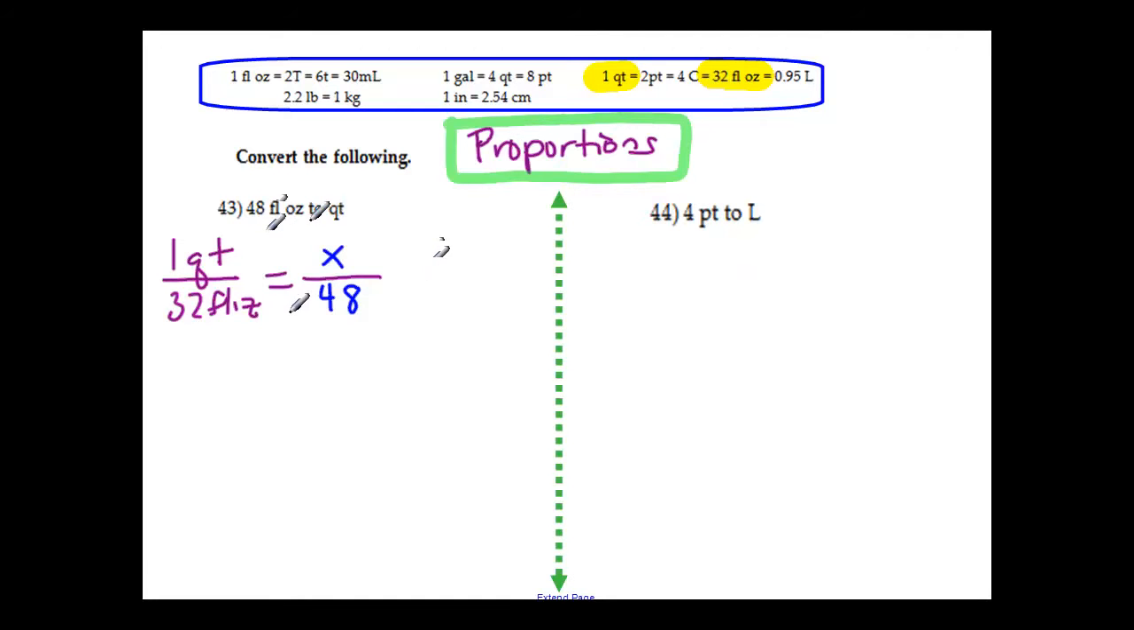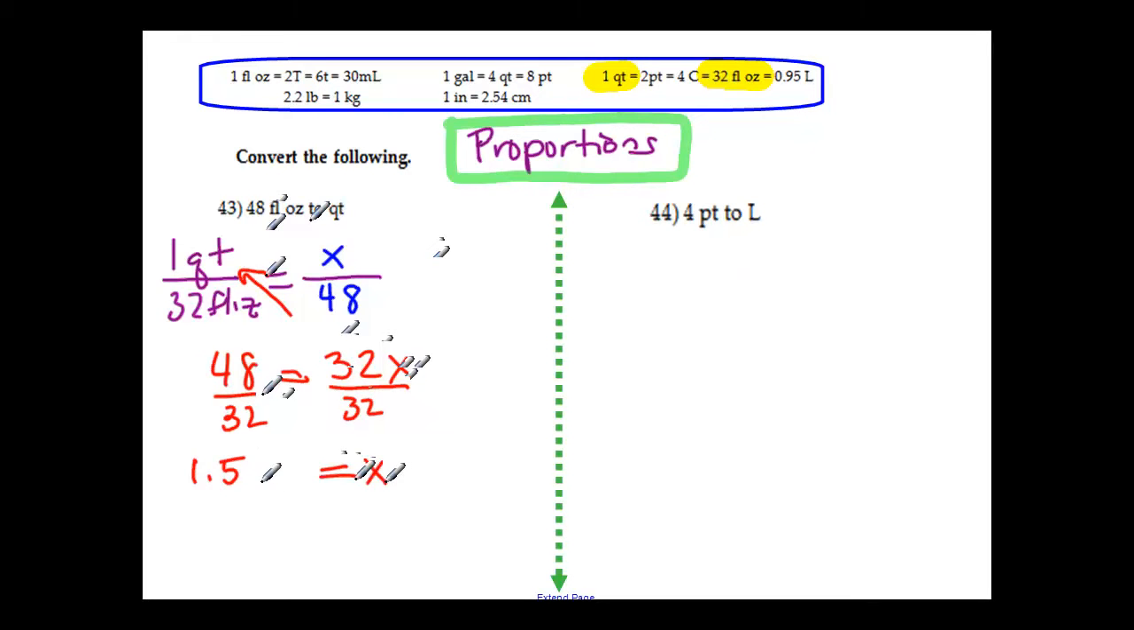We now cross multiply. 1 times 48 is 48. 32 times x. Going to divide both sides by 32. 48 divided by 32 gives us 1.5 quarts. Did not need to round this problem. That is my answer.